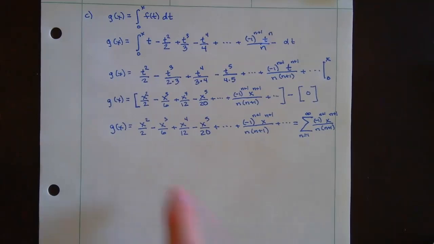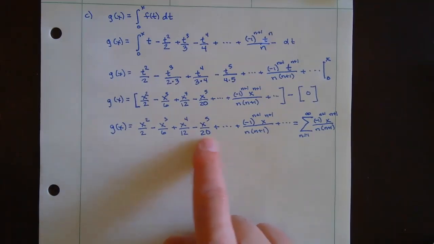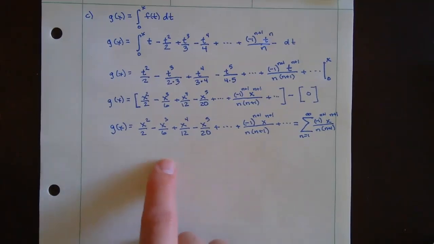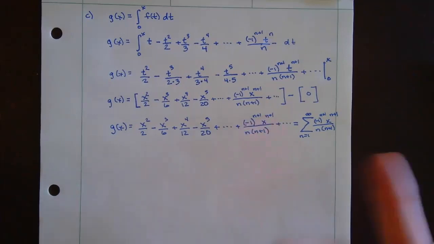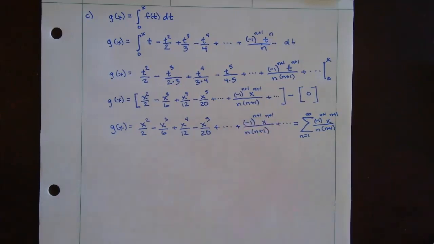You could even write this plus this plus this plus this plus dot dot dot, and then down here write general term is, and you just name it, okay? The general term is this, okay? You could do it that way too, okay?